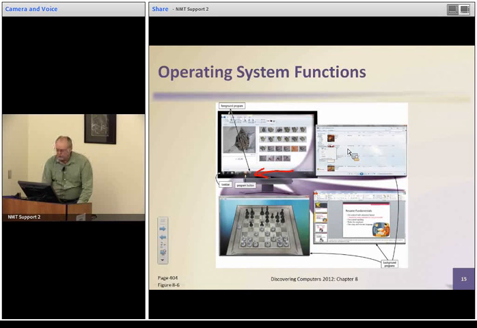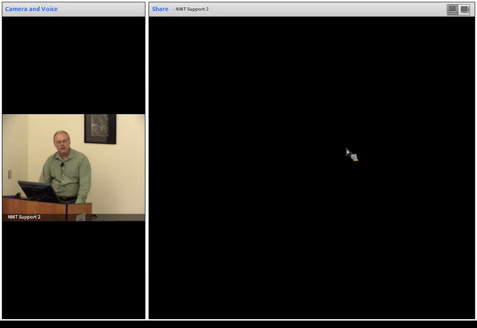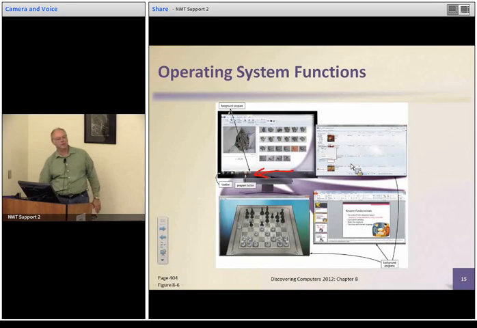If I go to Alt-Control-Delete here, I hope, maybe you can't even see that. Let's just not do that. Never mind. But if you go to Alt-Control-Delete and go to the Task Manager, you can see all the background processes that are running there. And you should take a look at that at some time. You won't hurt anything.